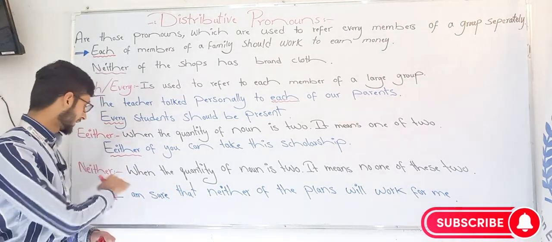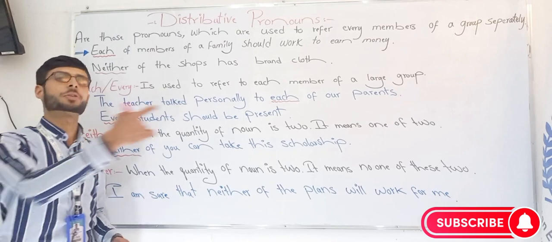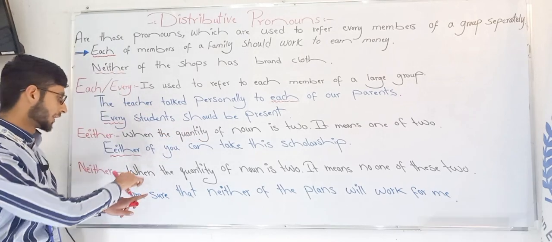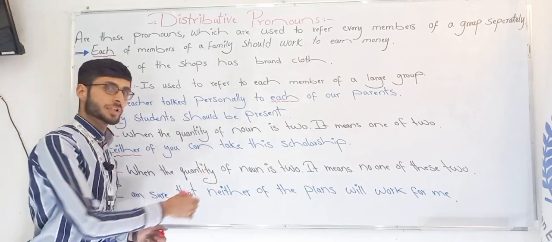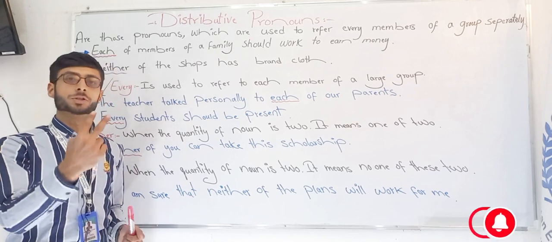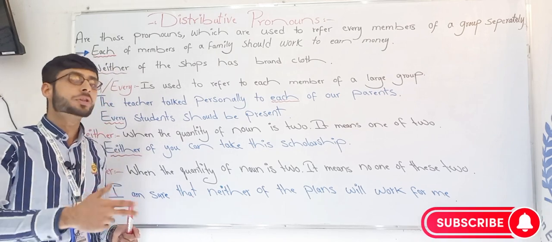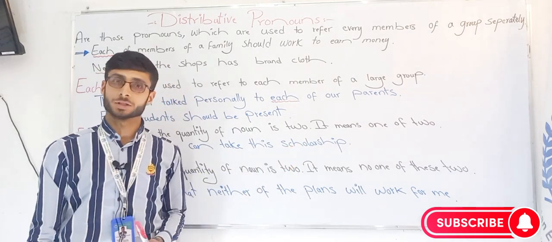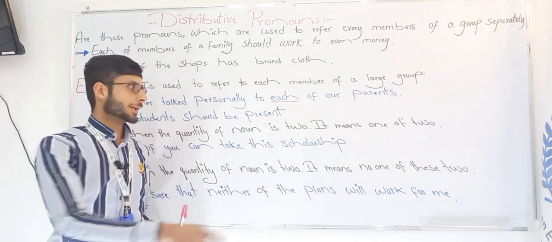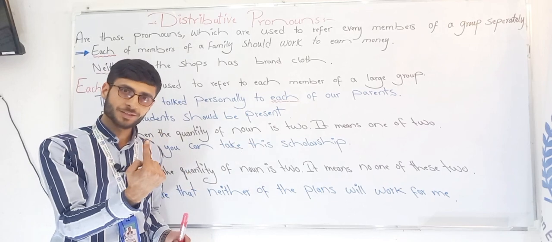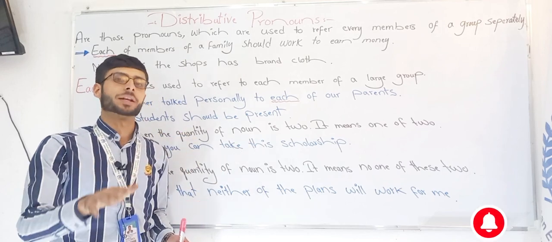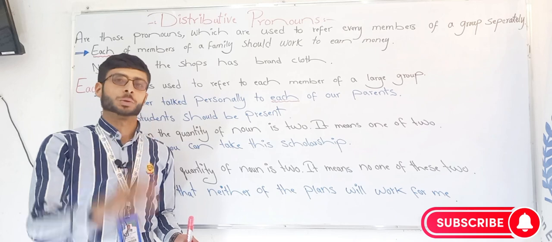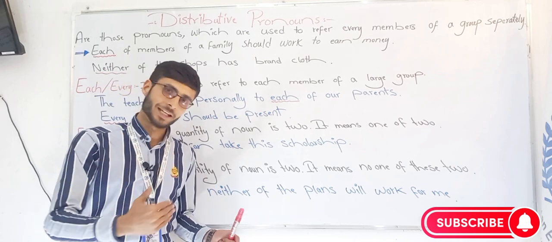The next one is neither. نه این و نه آن. What is it? When the quantity of noun is two. Again, there are two people. You want to talk about them. Two things that you want to talk about. It means no one of these two. Either means one of these two. Neither means no one. نه اینو نه آن. هیچ کدامش قبول نمیکنیم. نه اینو نه آن.